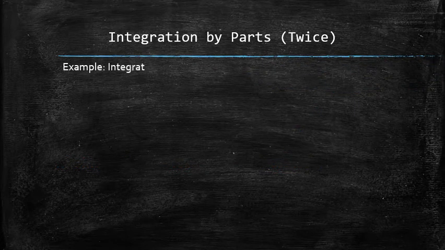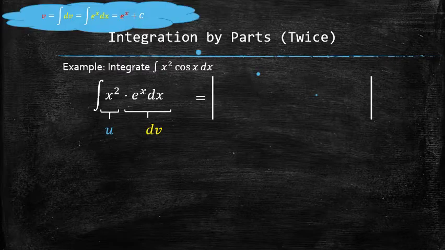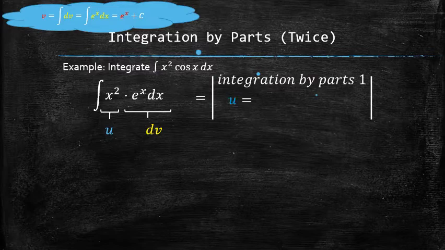Let's do another example in which we have the product of x squared and this time the natural exponential function. We rewrite the integrand and choose u and dv and integrate by parts by differentiating u to find du and integrating dv to find v.